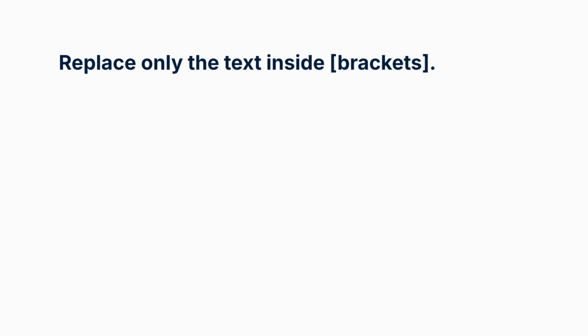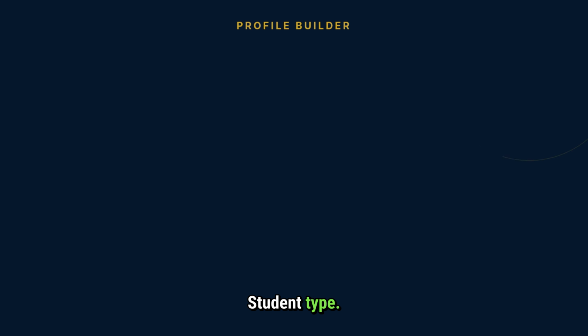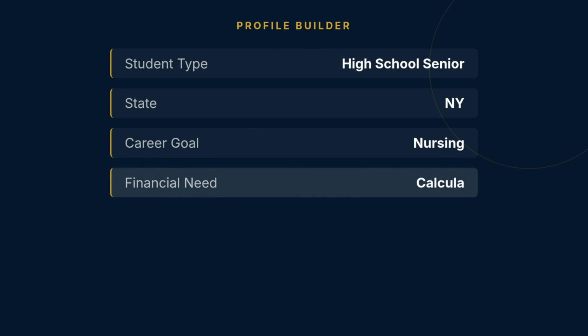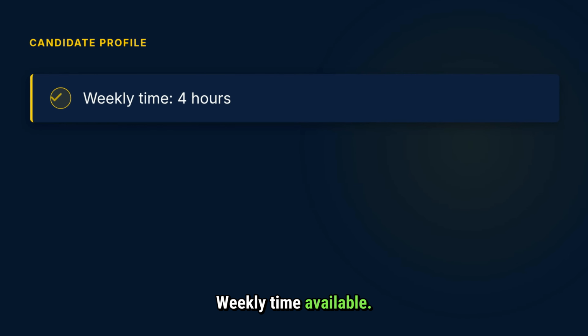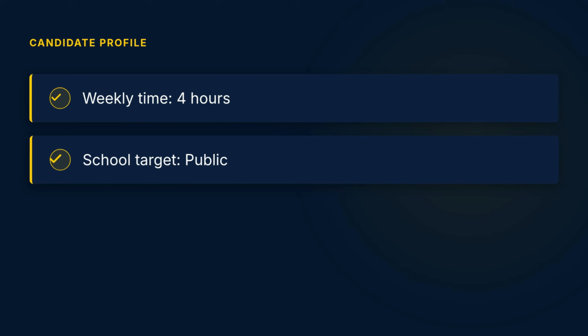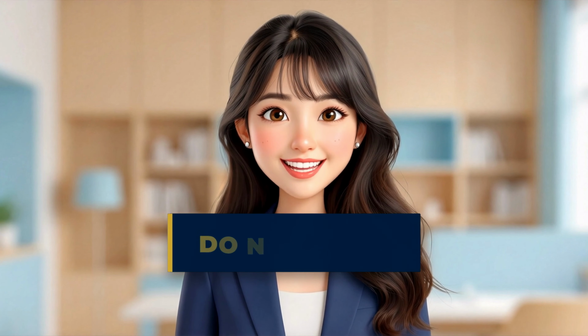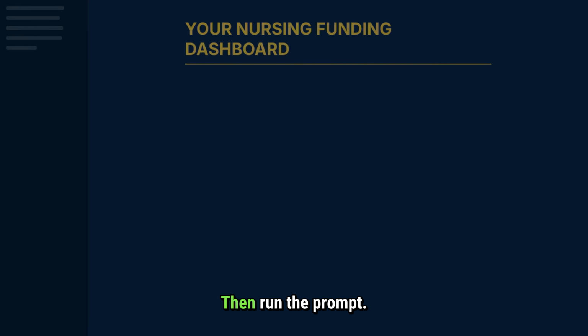Step 1 is simple. Copy the prompt. Replace only the bracketed parts. Student type, state, career goal, financial need, GPA if you know it, background tags, whether essays are okay. Weekly time available, school target, whether you are open to service commitment programs or employer-linked funding. And here is a big one. If you do not know something, write unknown. Do not guess. Then run the prompt.